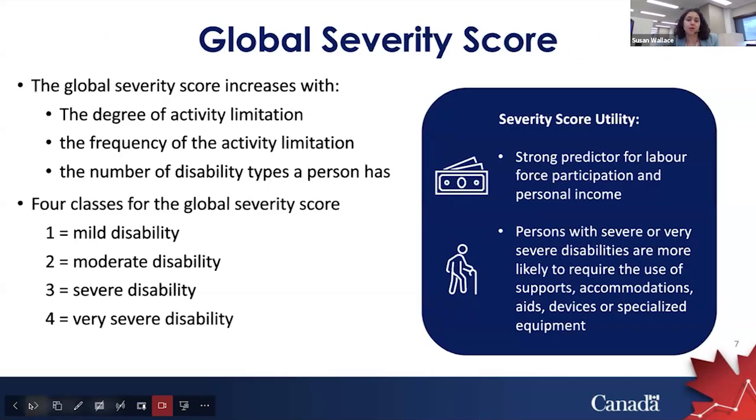A bit more information on the global severity score. It's a very important tool that we use in our analysis. It is important, though, to mention that it is not used as a label or a judgment. It is just a statistical tool. 4 different severity classes are produced for this tool: mild, moderate, severe, and very severe. And then often for our analysis, we group together mild and moderate into milder, and severe and very severe into more severe. And the severity score relies on the frequency and the severity of limitations and the number of disabilities a person has in total.